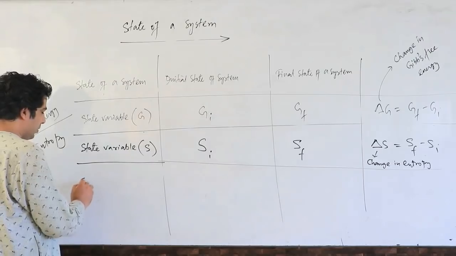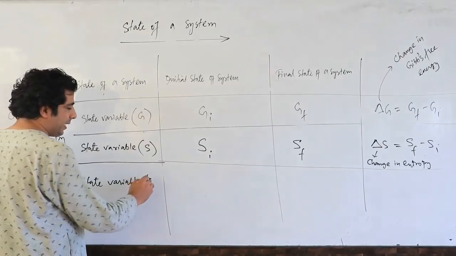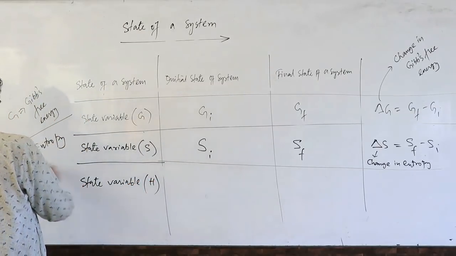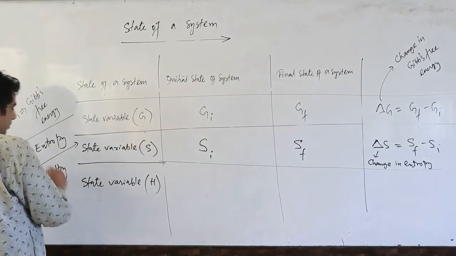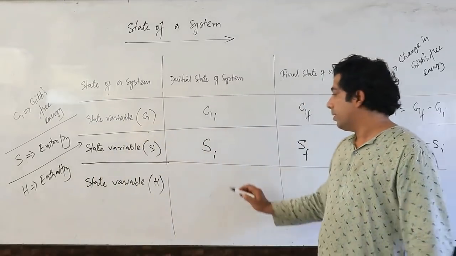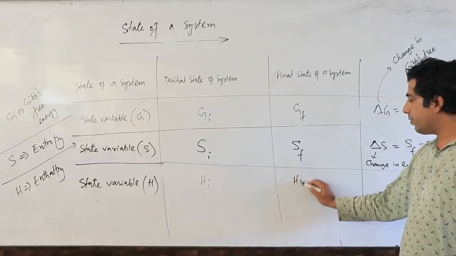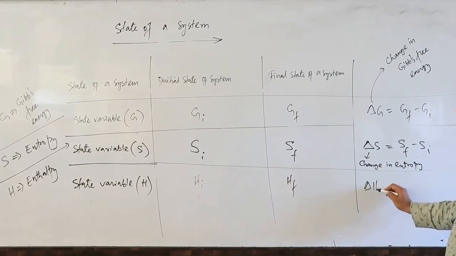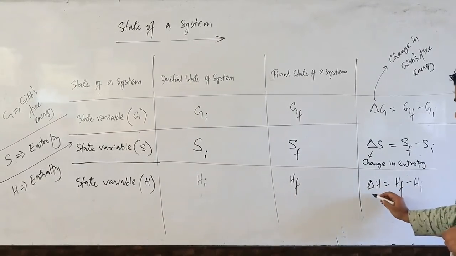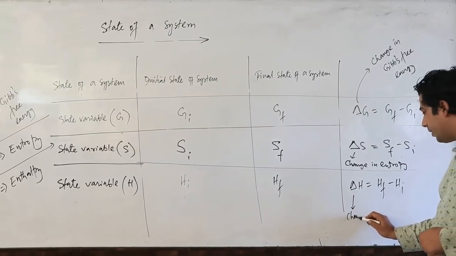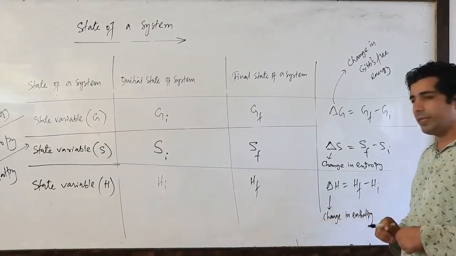So let us talk about one more state variable here. If we take a state variable as H, H basically stands for enthalpy. Let us suppose Hi is the initial enthalpy of the system, and Hf is the final enthalpy of the system. Then delta H is equal to what? Hf minus Hi, final minus initial. So delta H is called the change in enthalpy. Enthalpy is nothing but heat content, which we will describe in this chapter.